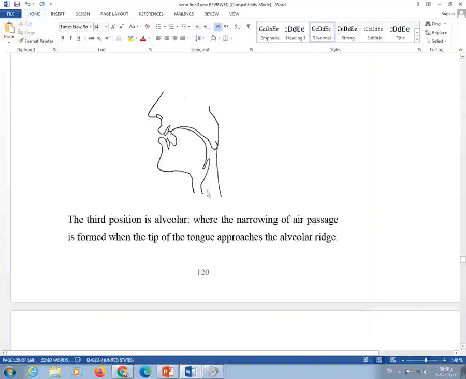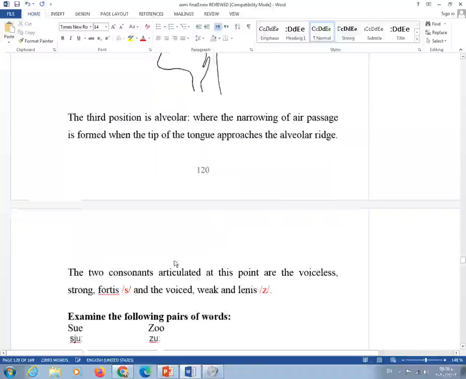Okay, the third position is alveolar, where the narrowing of the air stream or air passage is formed when the tip of the tongue approaches the alveolar ridge. The two consonants here are s, which is fortis, strong and voiceless, and the second is z, which is voiced, weak and lenis.